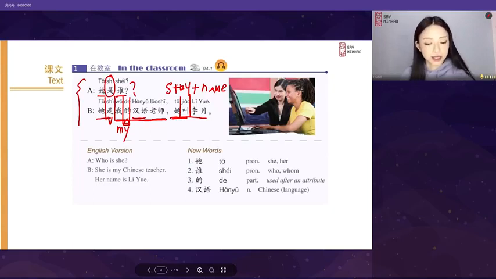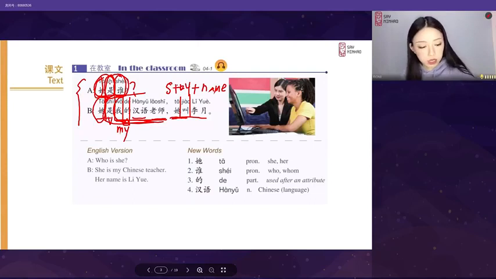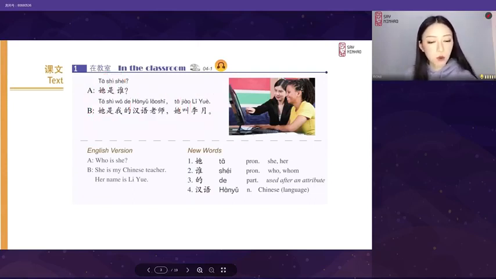Okay, from these two sentences, what can you see about the structures of these two sentences? We can see at the beginning, they all start with the subject, 他, right? And then is the predicate. In the predicate, the verb is 是, and the object is 谁 and 我的汉语老师. So we can see the word order of these two sentences is the same, although one is an interrogative sentence and one is a declarative sentence. Their word orders are the same. So in Chinese, it is really easy to ask a question because the word order is the same as the declarative sentence.